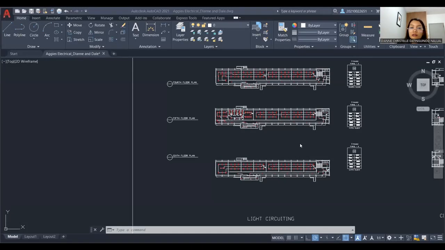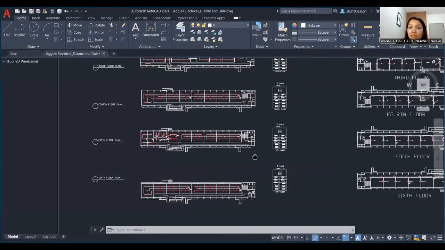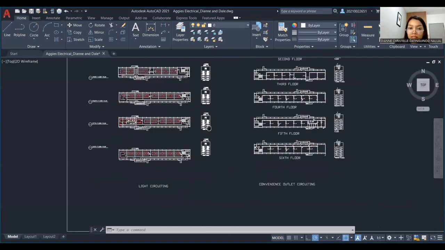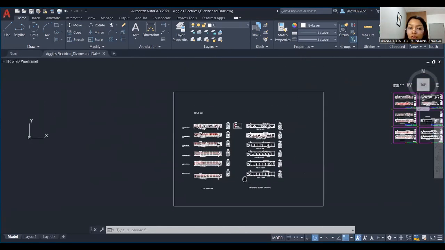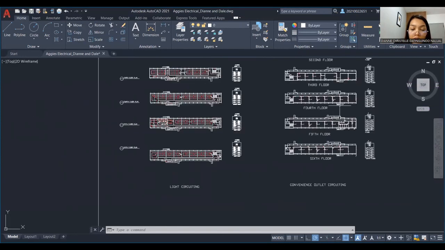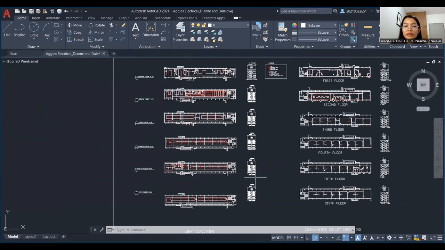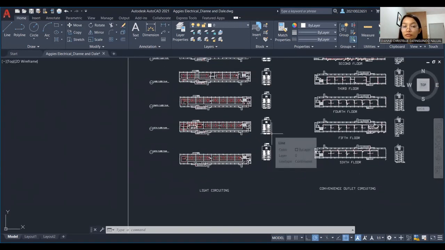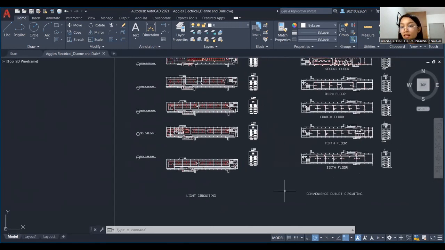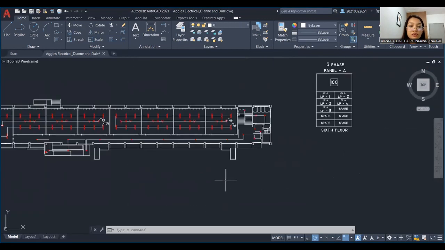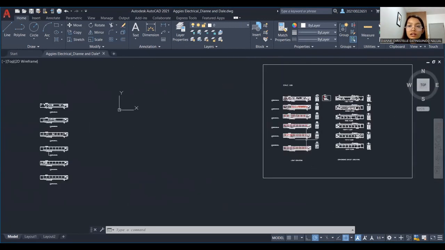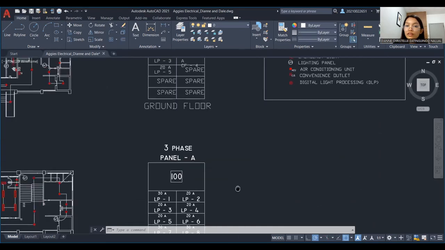As you are familiar with this, I have discussed this in the previous video. This is the electrical plan of the agriculture building in XU. In the previous video, I discussed the specific details and elaborated the layout of each floor in this electrical plan. But for this video, I'll just walk through the layout for light circuiting and convenience outlet circuiting. For this part, I'll first show you the legend.